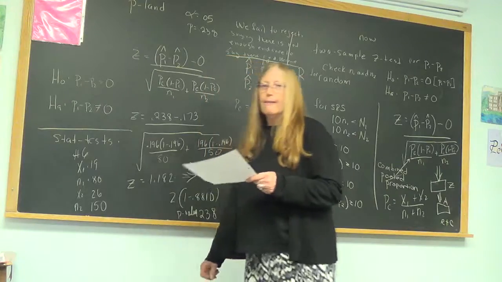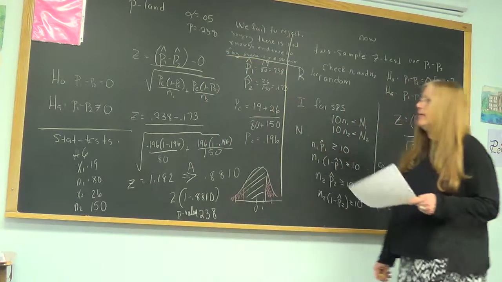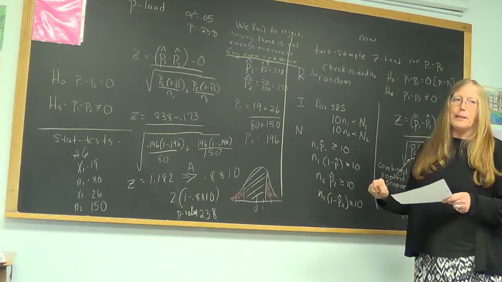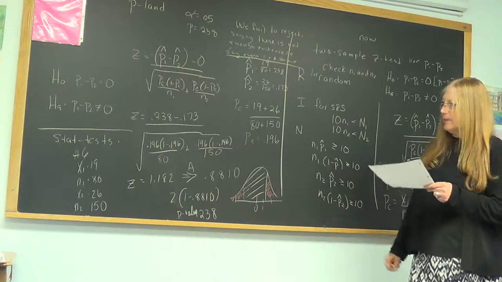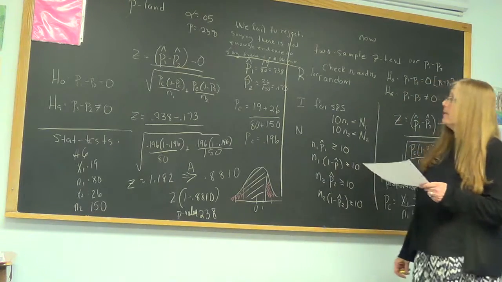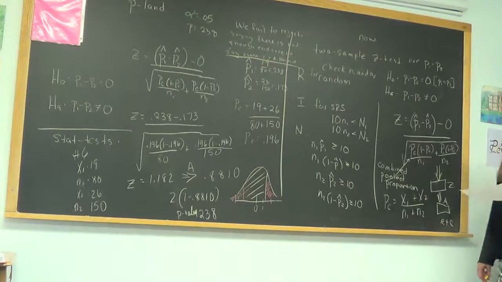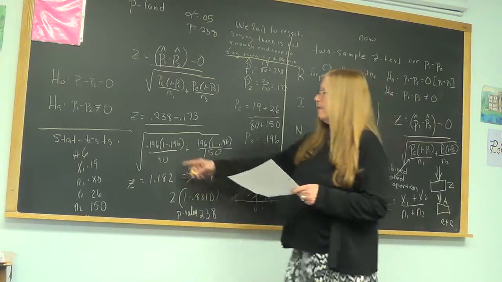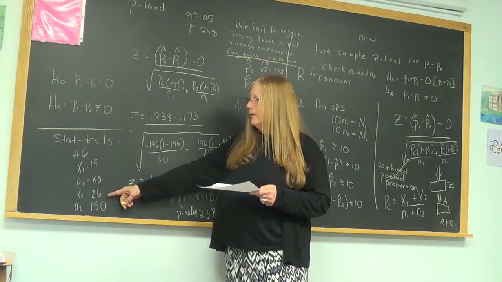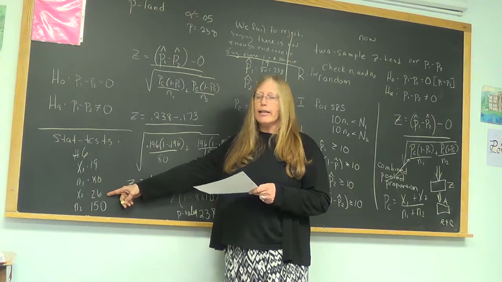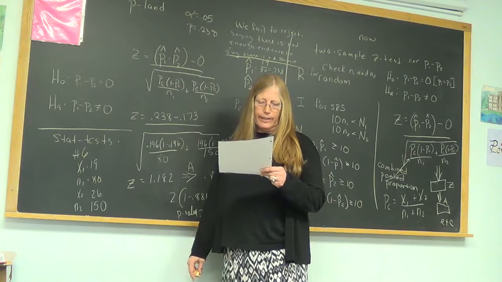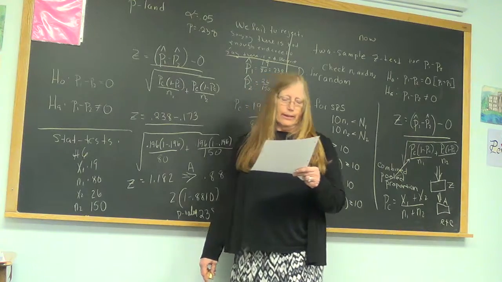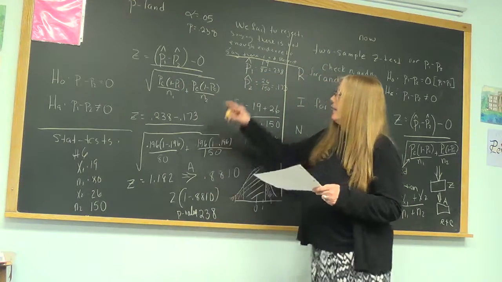So this is when we're doing a test. When we did an interval, remember we went down to B. So we're doing number 6. I plugged in the numbers: the successes and total in the first sample, and the successes and total in the second sample. Does it ask for anything else? I don't think so.